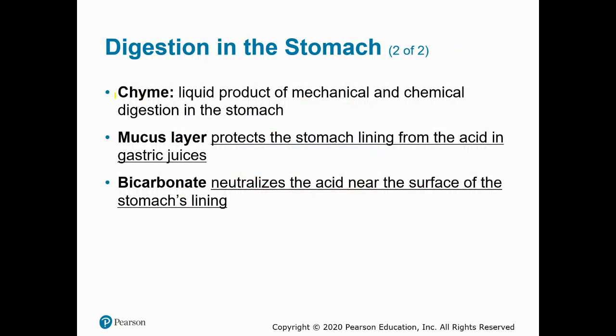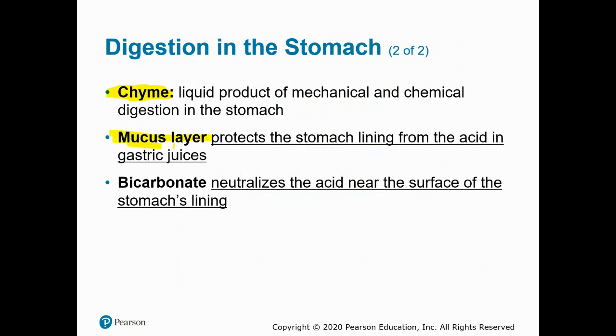Okay, so digestion in the stomach. So chyme, this is what the bolus becomes, right? So the bolus is after we've digested in the mouth, we swallow it down the esophagus, and it enters the stomach, then the stomach does all of its digestion, and now we start to call that chyme. So chyme is the liquid product of mechanical and chemical digestion in the stomach. So chyme is what will ultimately pass from the stomach to the small intestine.